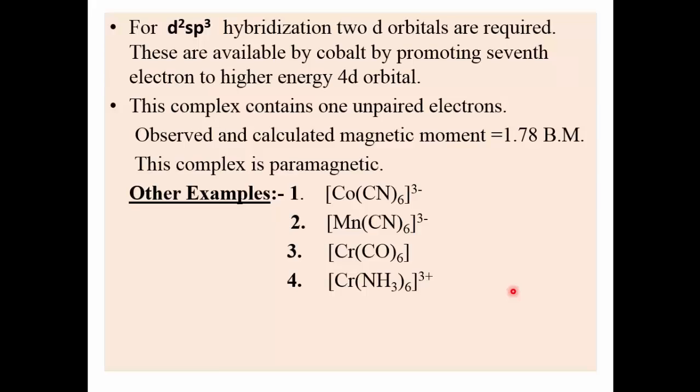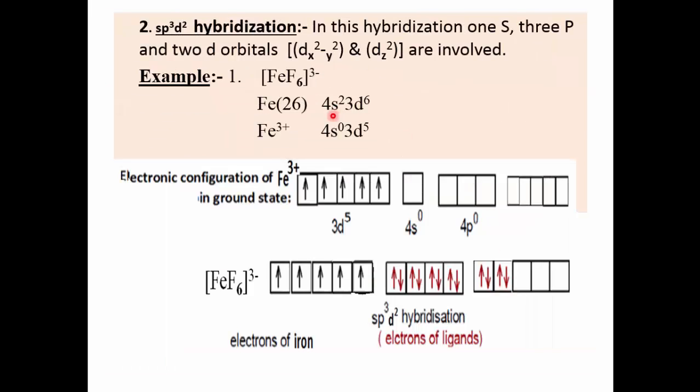Then see the next hybridization, sp3d2 hybridization. In this hybridization, 1s, 3p and 2d orbitals are involved, that is dx square minus y square and dz square. But these are from the next shell, that is 4d. See here, example: FeF6 3-.